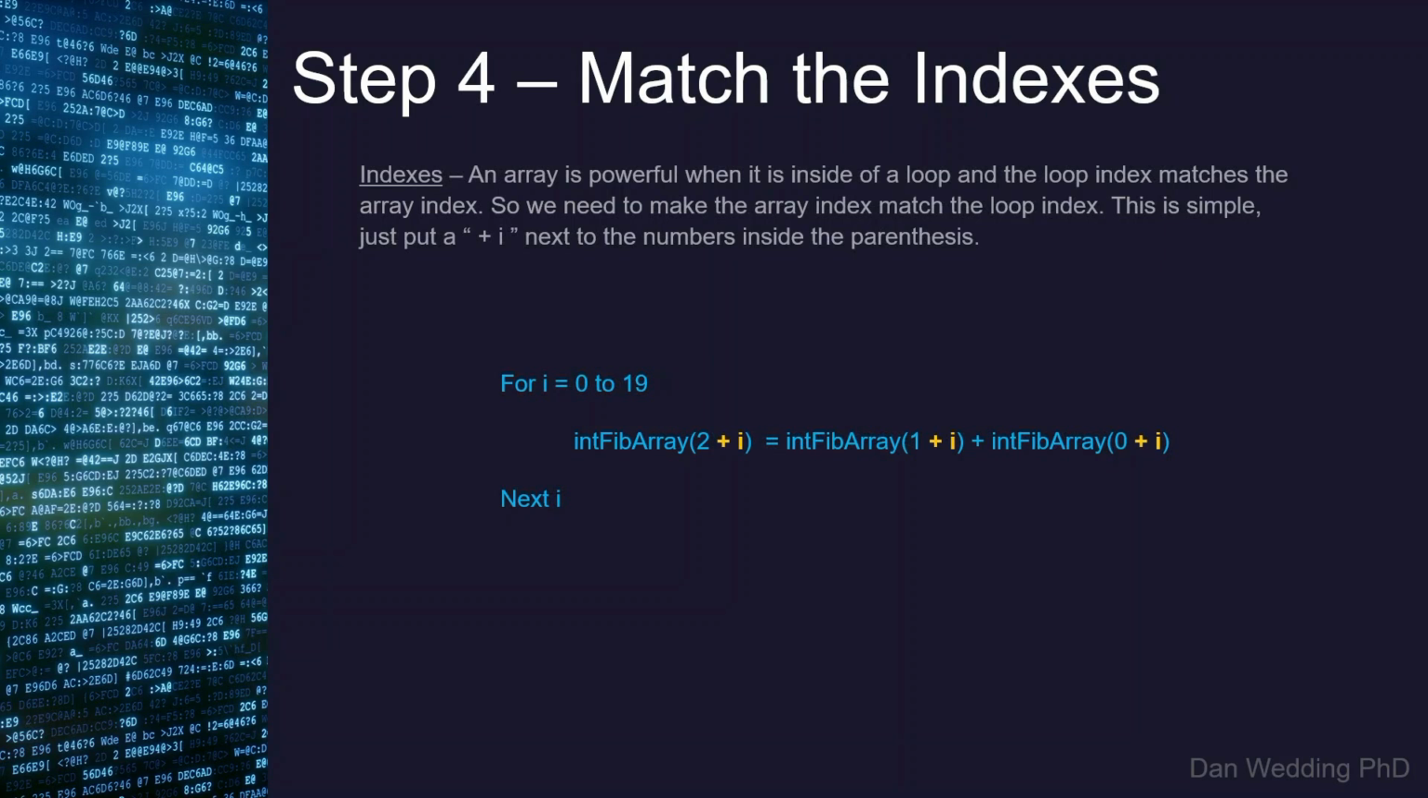An array is powerful when it is inside of a loop and the loop index matches the array index. So we need to make the array index match the loop index. This is simple. Just put a plus I next to the numbers inside the parentheses.